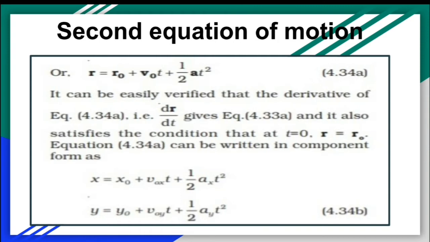Once again, first equation of motion, that is vector v equal to v0 plus at, or vx is equal to v0x plus axt and vy is equal to v0y plus ayt. Second equation of motion, vector r equal to r0 plus v0 t plus half a t square, that is, in component form, x is equal to x0 plus v0x t plus half ax t square and y is equal to y0 plus v0y t plus half ay t square.